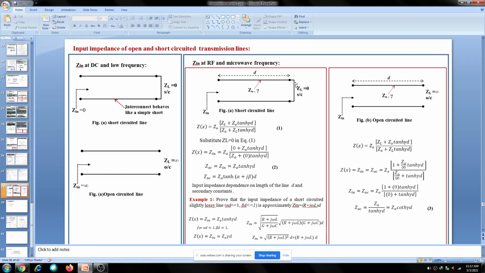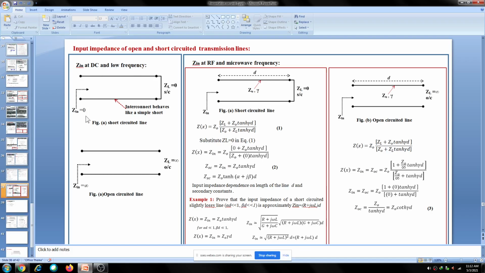If some load is connected, then this equation is a function of distance. Also, this is a transmission line that may be open circuited. If it is open circuited, what is the input impedance? Before that, we see Zin at DC and low frequency. If our circuit is operating at a very low frequency or DC signal, like below some megahertz, and it is short circuited with some length d, what is the input impedance?